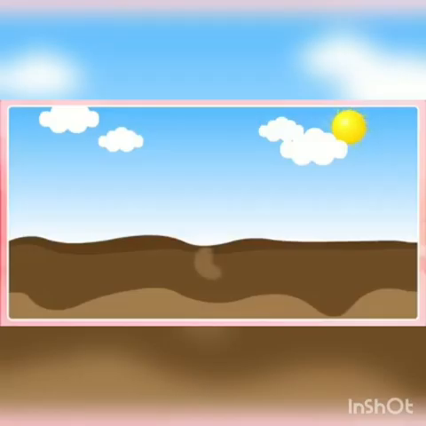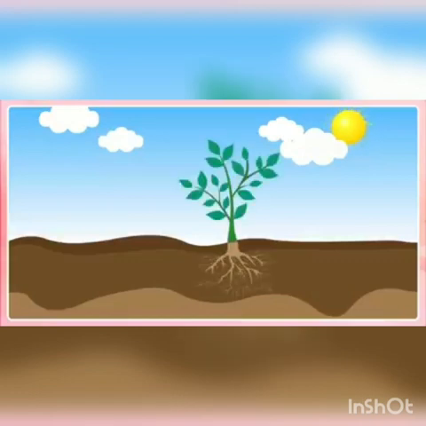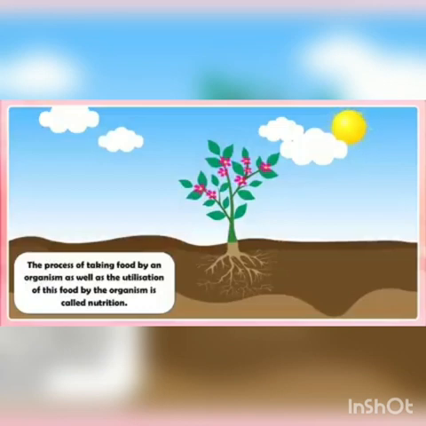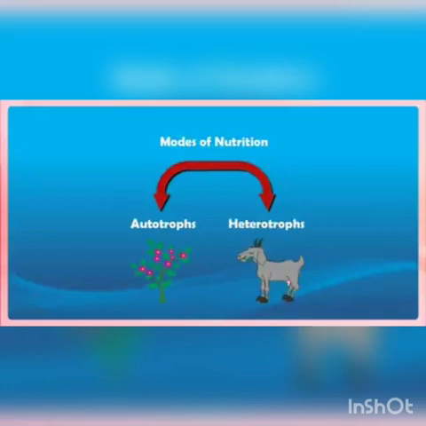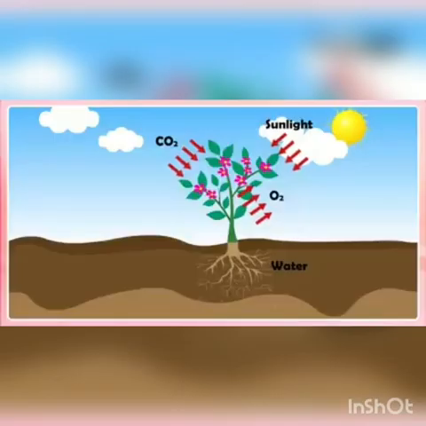Nutrition in plants. All the living organisms require food. The organisms need to take food to obtain energy, to obtain material for growth, and to obtain materials for the repair of damaged parts of the body. The process of taking food by an organism as well as the utilization of this food by the organism is called nutrition. Modes of nutrition. All the organisms can be divided into two main groups. 1. Autotrophs. 2. Heterotrophs.